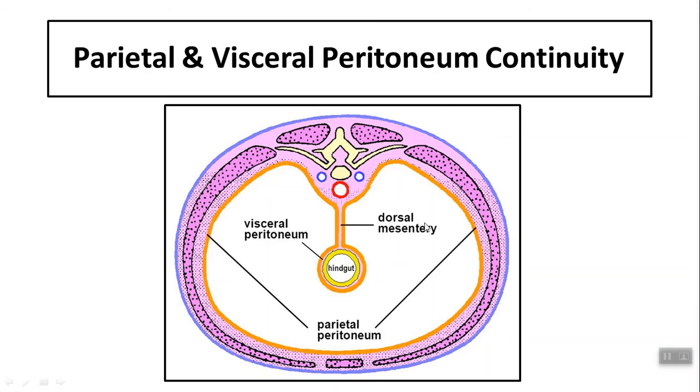Here we can see in this transverse section that the parietal peritoneum is continuous with that of the visceral peritoneum. And it's the same, the parietal peritoneum on the posterior abdominal wall will be reflected and would form a double layer. This double layer will cover the viscera. So there is a continuity, it's the same layer, parietal and the visceral peritoneum, and this is the peritoneal cavity in between.